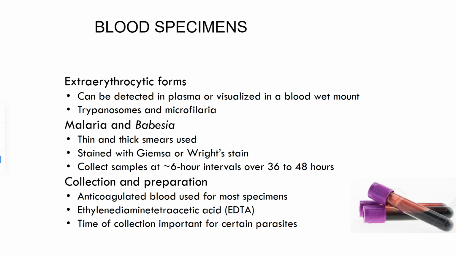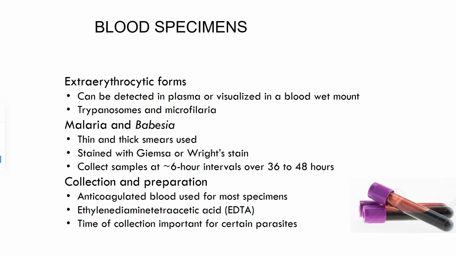For malaria and babesia, thin and thick smears are used. Those are going to be inside of the red blood cells predominantly, so we're going to be able to see the organisms inside. They're stained with Giemsa or Wright stain. Collect samples at about 6-hour intervals over 36 to 48 hours. Why do we want to collect at intervals? I'm going to teach you about the periodicity of certain types of specimens.